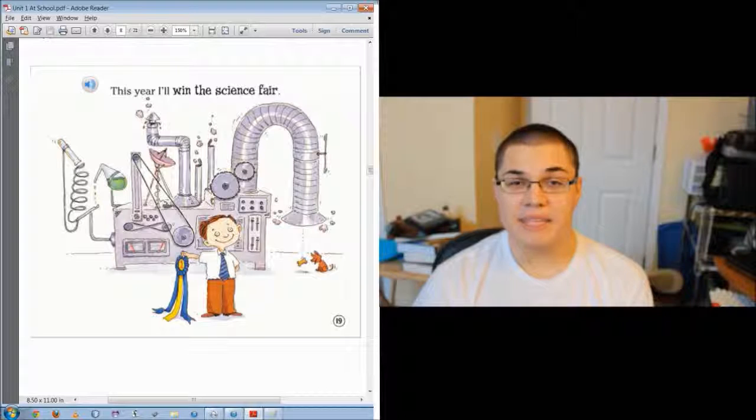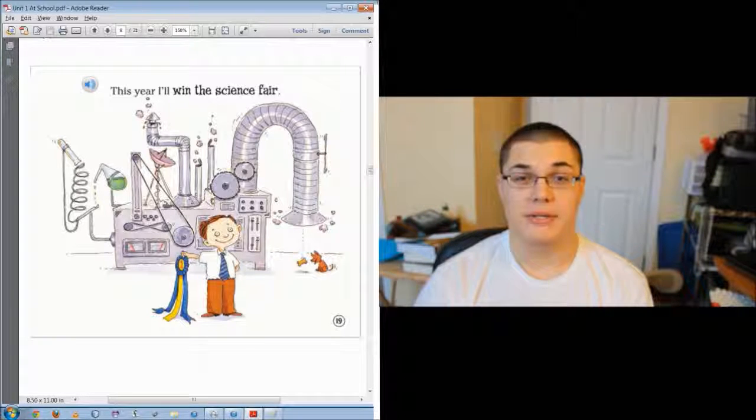Well, we can see he has this big experiment behind him. He has this very big machine. And he looks like he's really smart, like he's been studying and working real hard to build whatever it is he's built. Now, if we read the passage, it will also give us more information. Very good. The student wishes to win the science fair.